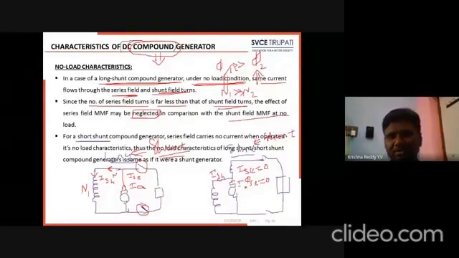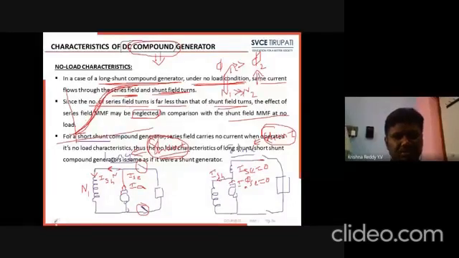Before applying the load, the short shunt and long shunt compound generators have open circuit characteristics, or no load characteristics, similar to the DC shunt generator. In a DC shunt generator, what happens? Initially the residual voltage, after that it keeps on increasing up to its rated value. Open circuit characteristics of long shunt and short shunt compound generators come out the same as for the DC shunt generator.